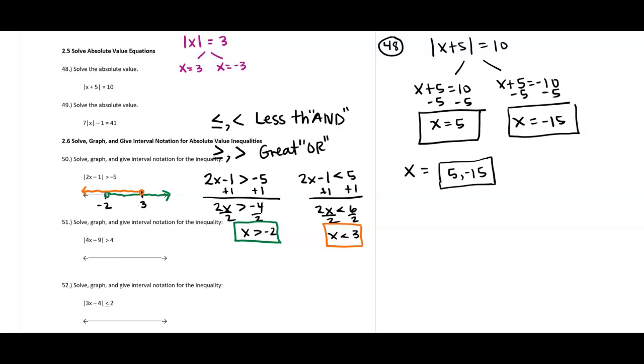Okay, so now I want you to think here. Look at your sign at the beginning. This little symbol right here is telling you a lot about it. So do we have an or statement or an and statement?